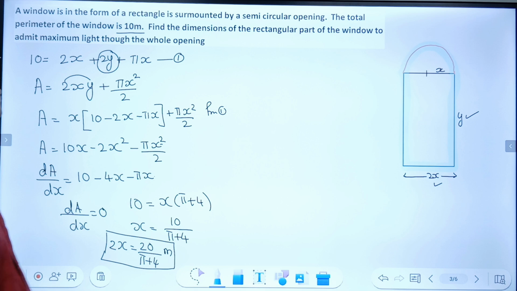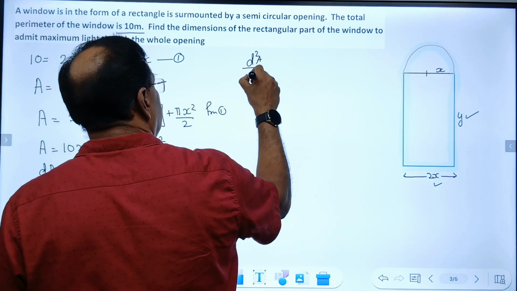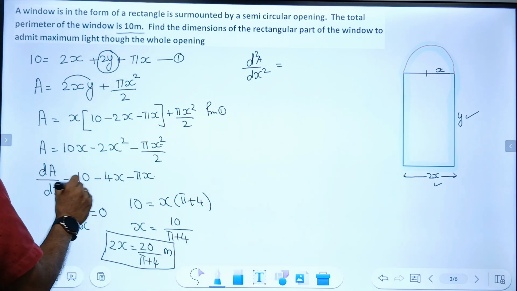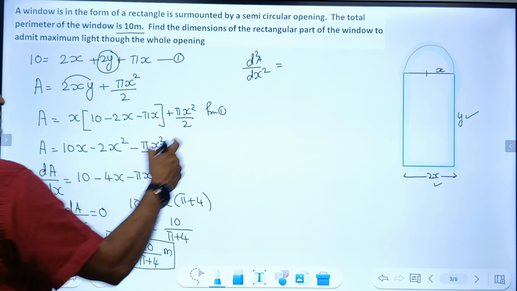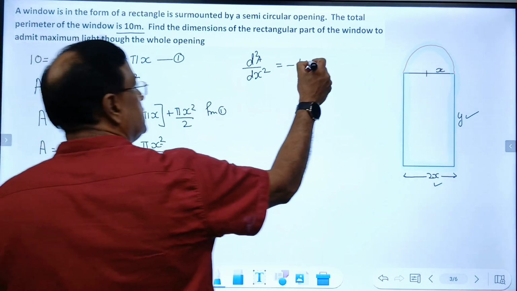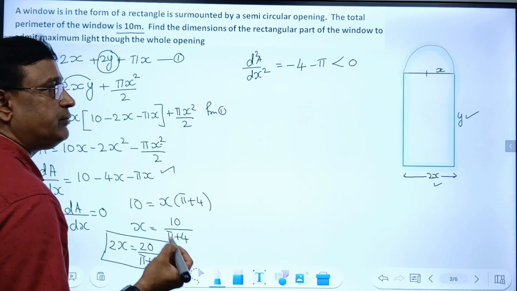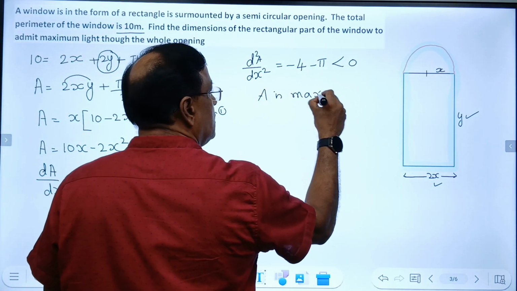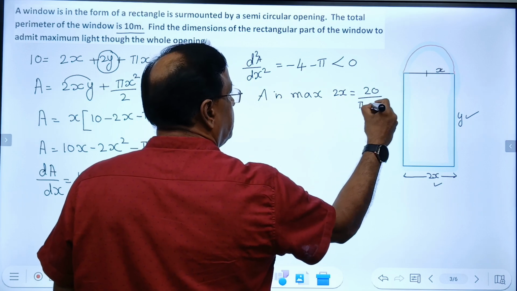Now to know whether it's maximum or not, I have to do the second derivative test. d square A by dx square: differentiation of 10 is 0, differentiation of minus 4x is minus 4, and differentiation of minus pi x is minus pi. Obviously this is negative. If the second derivative is negative, A is maximum. When is it maximum? When 2x is 20 by (pi plus 4).